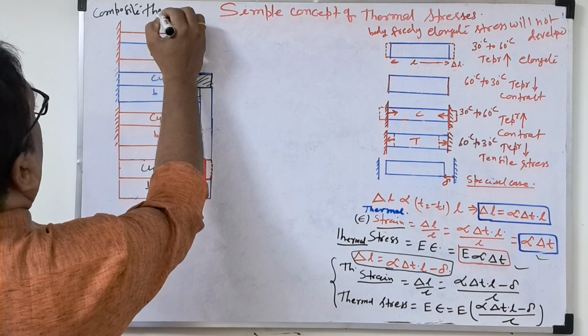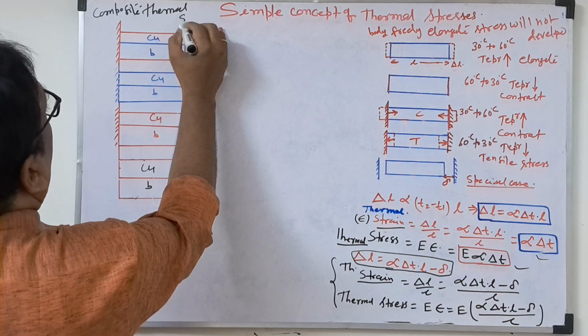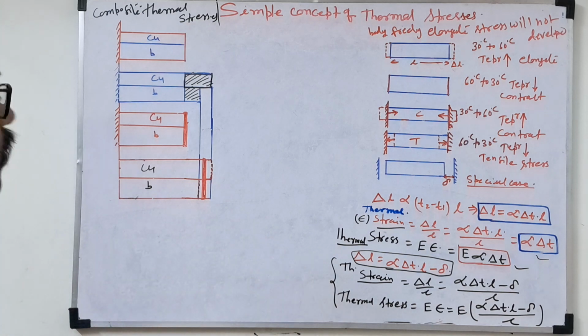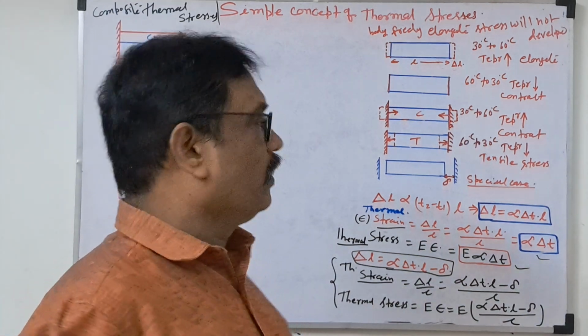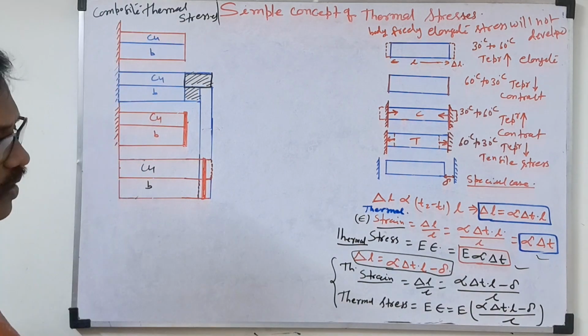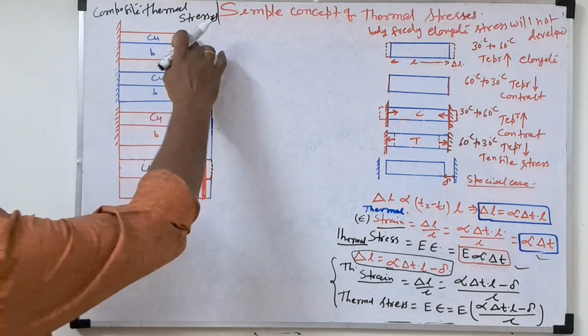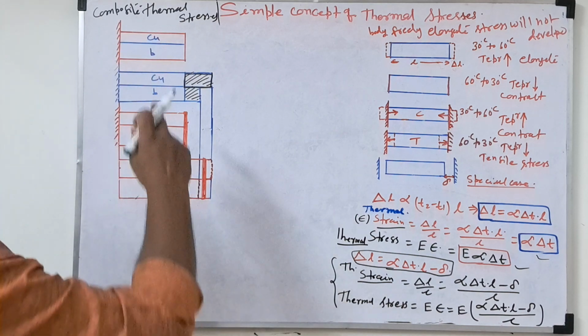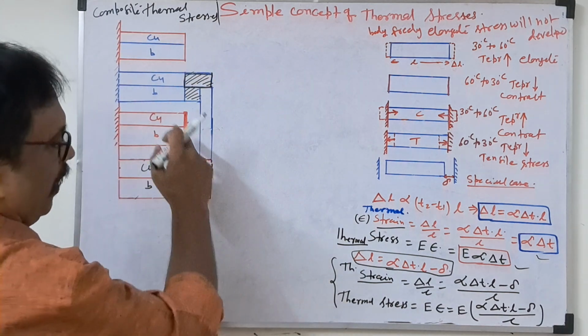Composite thermal stresses. So composite means more than one bar. If you are combining them together, that is called composite. So here what is there? Two bars: one copper bar, one brass bar. Due to the change in temperature, the body will elongate.